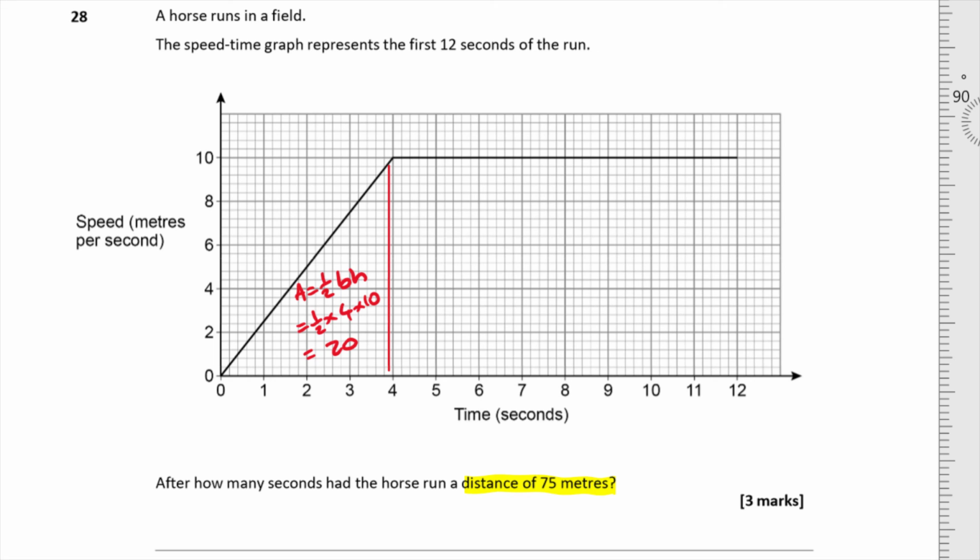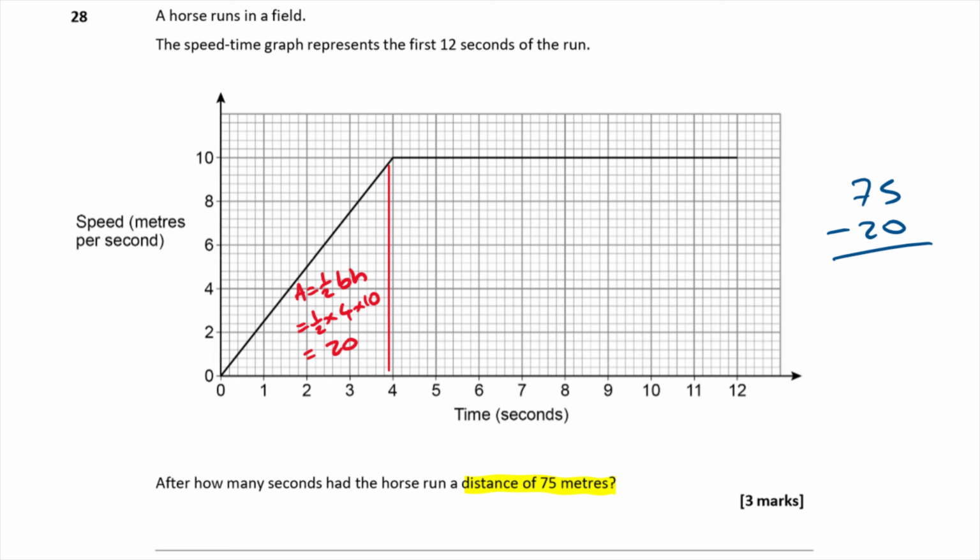So what's left? It needs to run 75 altogether. So 75 subtract 20 leaves me with 55. So this rectangle needs to have an area of 55 so that the whole area is going to be 75. Now the height of this rectangle is 10, because that's the height it's at. So 10 times something is 55. What is the something? It's going to be 5.5, isn't it? So 55 divided by 10 is 5.5.